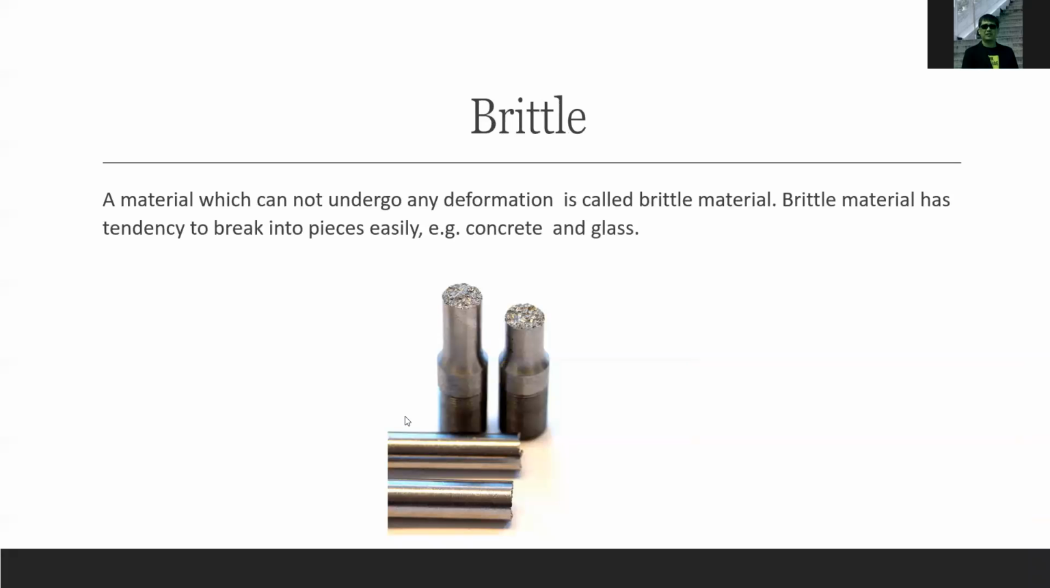Brittle, a material which cannot undergo any deformation, is called brittle material. Brittle material has a tendency to break into pieces easily. Like cast iron, it's very brittle, but it's hard. It has a low tensile strength, but it is very hard.